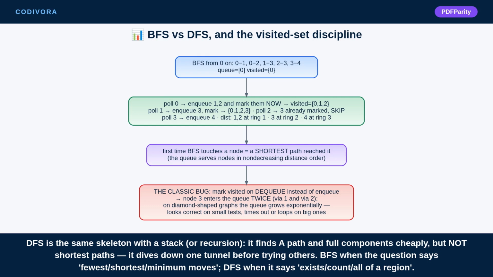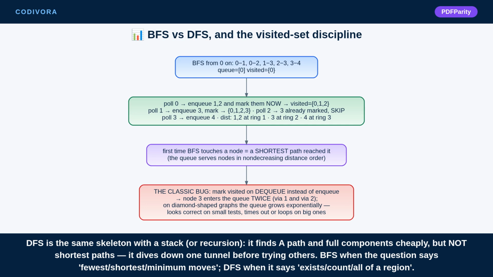Let's slow down and really build this up from scratch, one piece at a time. DFS is the same skeleton with a stack, or recursion. It finds a path and full components cheaply, but not shortest paths. It dives down one tunnel before trying others. BFS when a question says fewest, shortest, minimum moves.